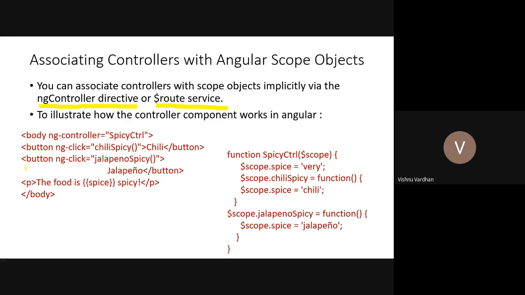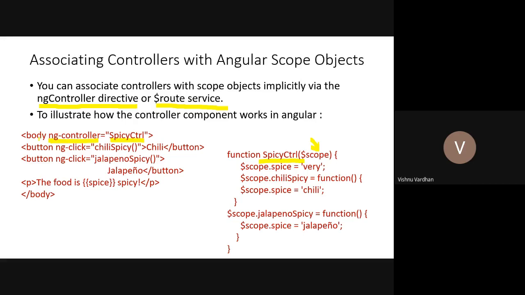Suppose this is the UI part. In the UI, you are going to attach one controller with the name SpicyController. This SpicyController is nothing but a function, which in this example gets passed a $scope object. This is a global object, and we convey to the Angular page this particular controller using ng-controller, which is a directive.